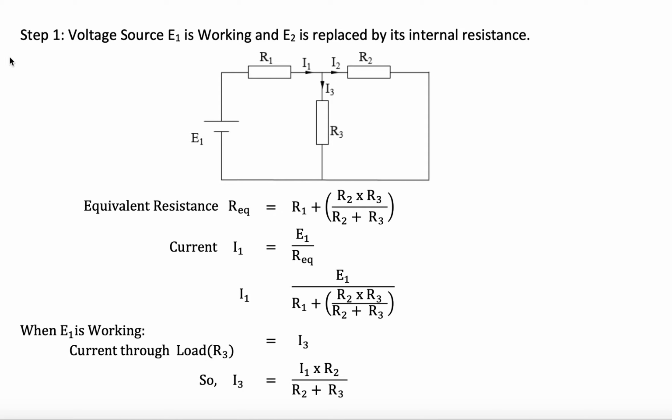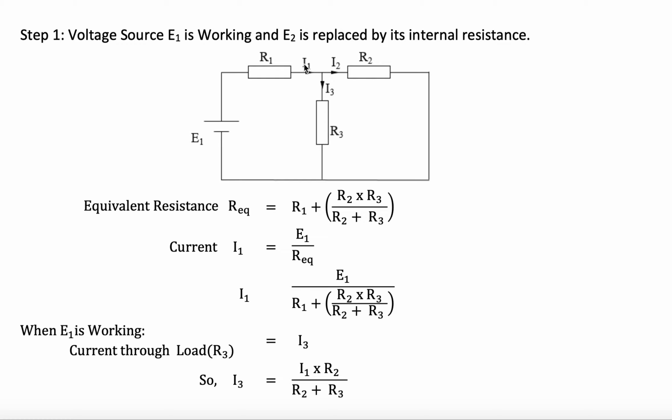Right. Now let's see the step 1. E1 acting alone, internal resistance is 0, so just simply short circuit. Now you need to find the current I3. What is I3 in this case? I1 times R2 by R2 plus R3. That is what you got from the current division rule. Total current times the opposite arm resistance R2 divided by the total resistance R2 plus R3, the total resistance of the branches that are connected in parallel.